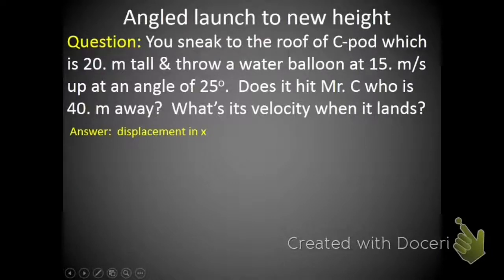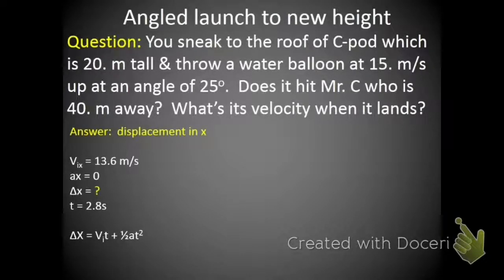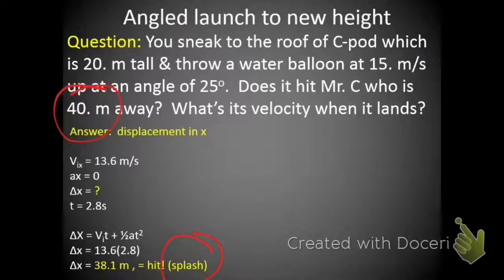Now, for displacement in the x direction, it's fairly simple now that I know the time. I'm simply going to take the speed in the x direction, which I calculated previously. I know that it's not accelerating in the x direction, and I'm going to figure out its displacement in 2.8 seconds. So I use my delta x equals VIT. Again, the acceleration goes to 0. And I have a final value of 38.1 meters, which is a little less than 40 meters away, but I think it's safe to say that we're going to splash Mr. Collier with that balloon.